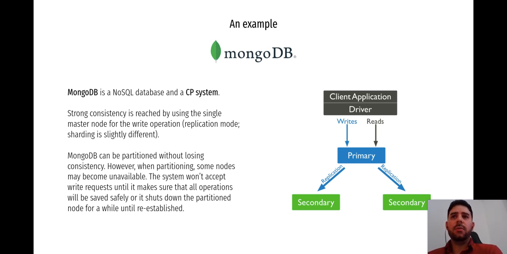As everyone knows, MongoDB is a NoSQL database and a CP system in the CAP theorem. So strong consistency is reached because this system is consistent, right? And how is it done? By using a single master node for the write operation. So Mongo can be partitioned without losing consistency. However, when partitioned, some nodes may become unavailable. The system won't accept write requests until it makes sure that all operations will be saved safely, or it shuts down the partitioned node for a while until reestablished.